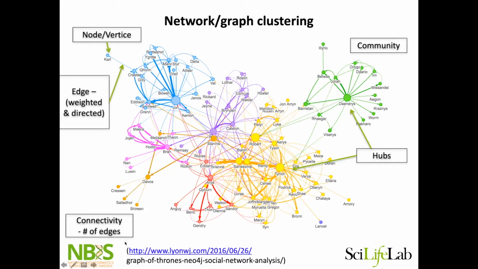We talk about connectivity for each cell, so that's basically the number of edges one node has. We can talk about communities. In graph theory, they don't call it clusters, they call it communities, but it is basically clusters. And we can also talk about hubs in the network.